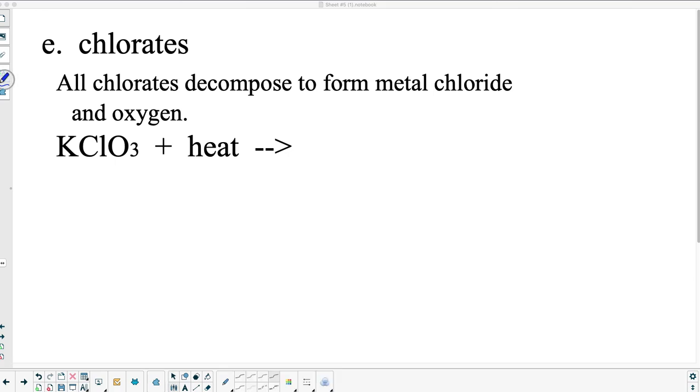Hey class, this is the last part for decomposition notes. So let's pick it up right here at chlorates.